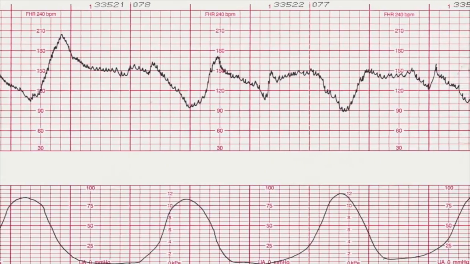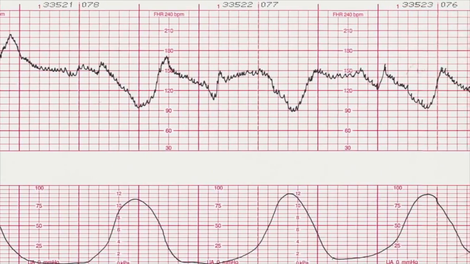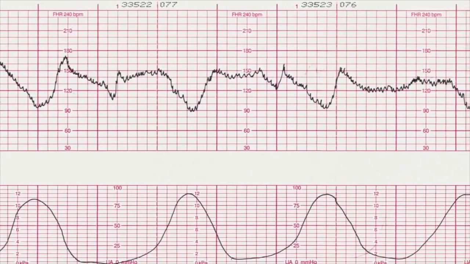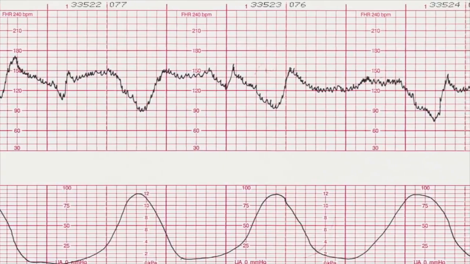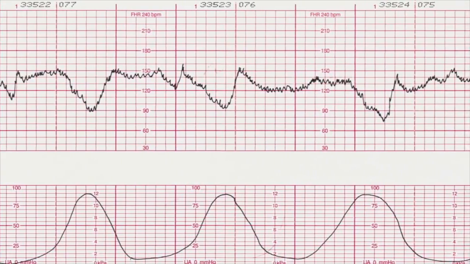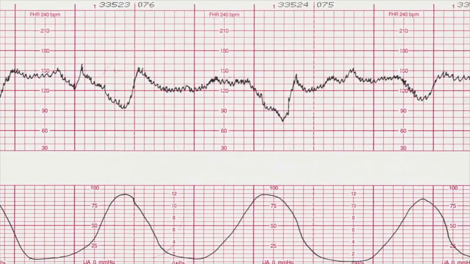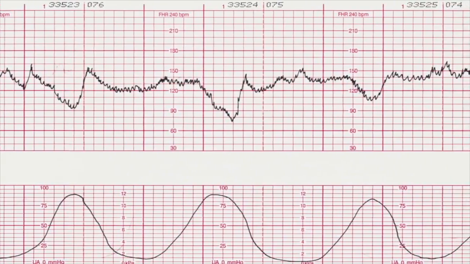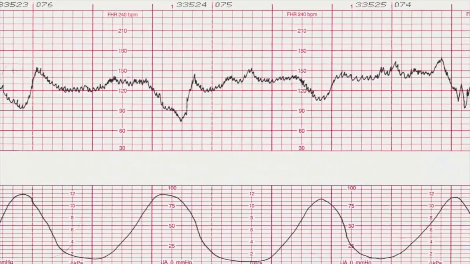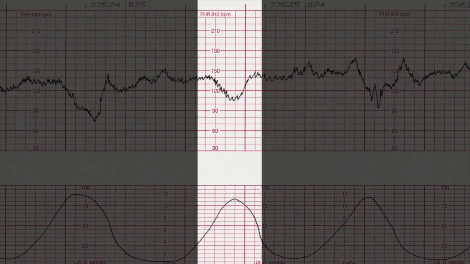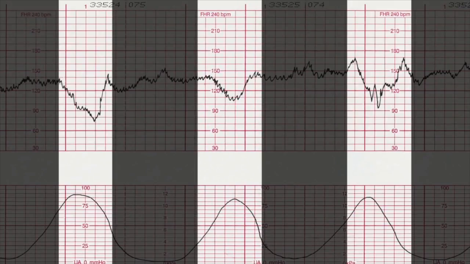And variable decelerations are caused by cord compression. The cord can be compressed by the baby grabbing onto it, or the umbilical cord could be in between the baby's body and the uterus. And so the maternal position can make a difference with that. Okay, so variable decelerations are called variables because they vary in shape and they can vary in where they occur in relationship to the contraction. Variable decelerations can be U-shaped, W-shaped, or V-shaped. They typically drop quickly and return to the baseline quickly.